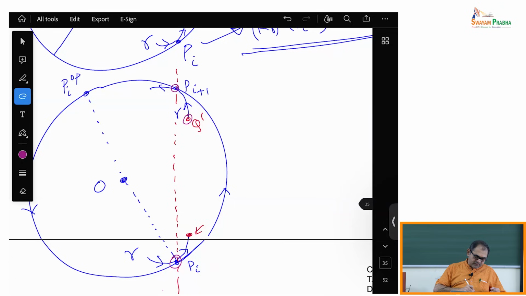Now, the thing that you have to notice is that since the points pi plus 1, q prime and pi are not collinear, they pass through a unique circle. And if you draw that circle, you will get a rather large circle like this. My picture is kind of bad, so let me try drawing it again. So I'll get a circle like this. Okay, I'll get a large circle like this.